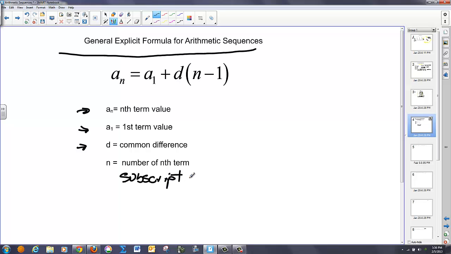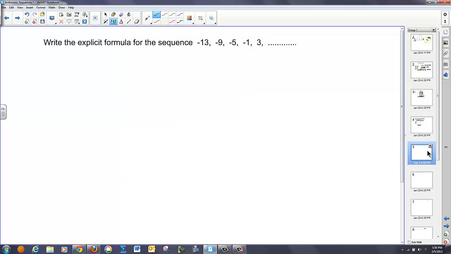Value. It's important to memorize this formula. So what we want to do is write an explicit formula for this sequence here. Well, in order to do that, I need an expression for a sub n.